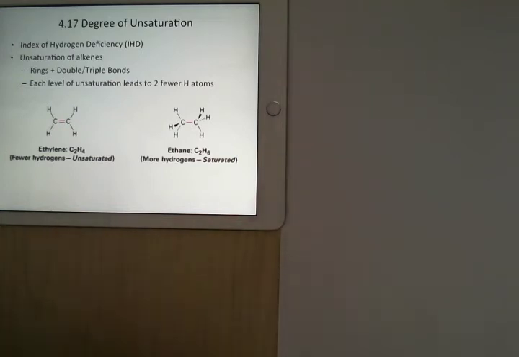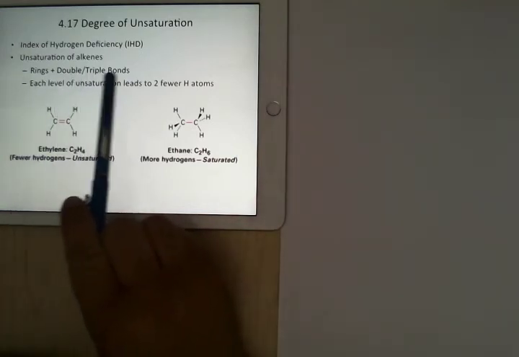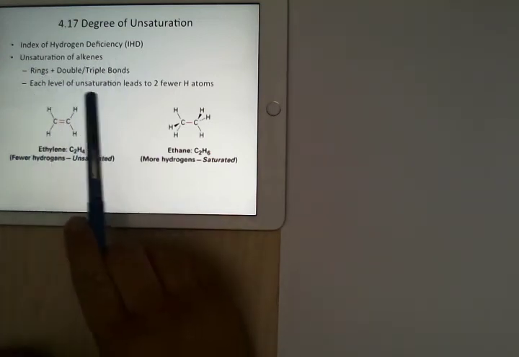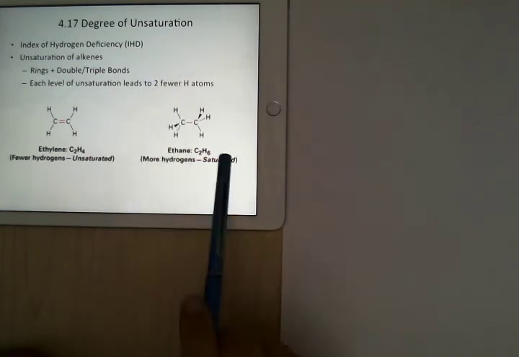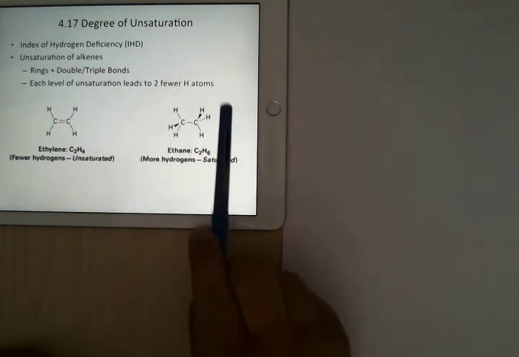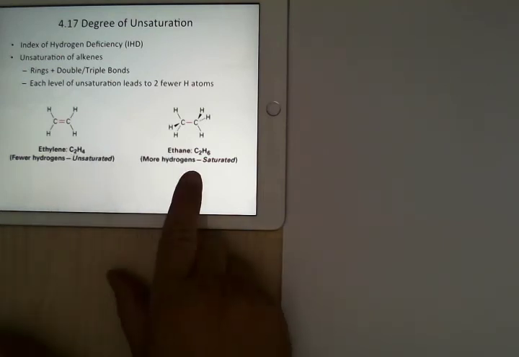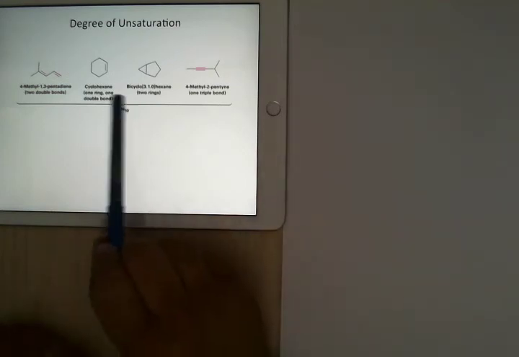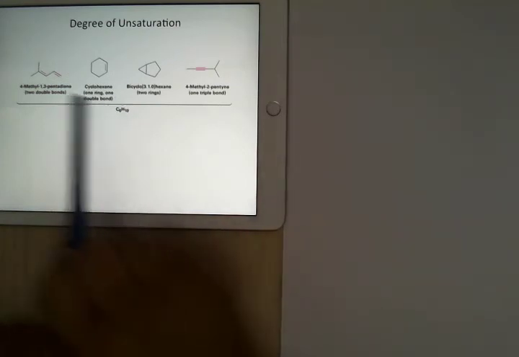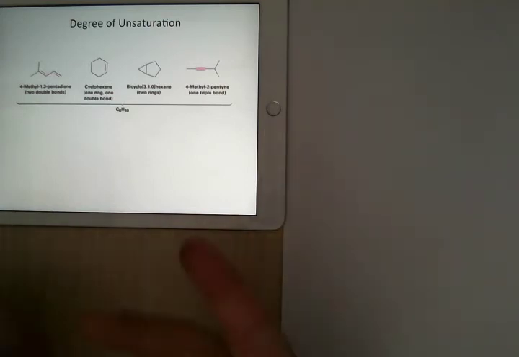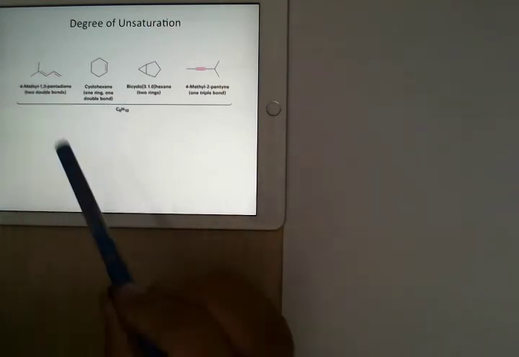What we can do is, if we look at a formula, we can tell how many rings plus pi bonds, double and triple bonds, there are, because each level of unsaturation leads to 2 fewer hydrogens. If you look at fully saturated ethane versus ethene, we've knocked out two hydrogens. We have 2 fewer hydrogens over here. So, C6H10, these are all different isomers of C6H10, but the degree of unsaturation is the same. If you go and do the calculation, there's 2.